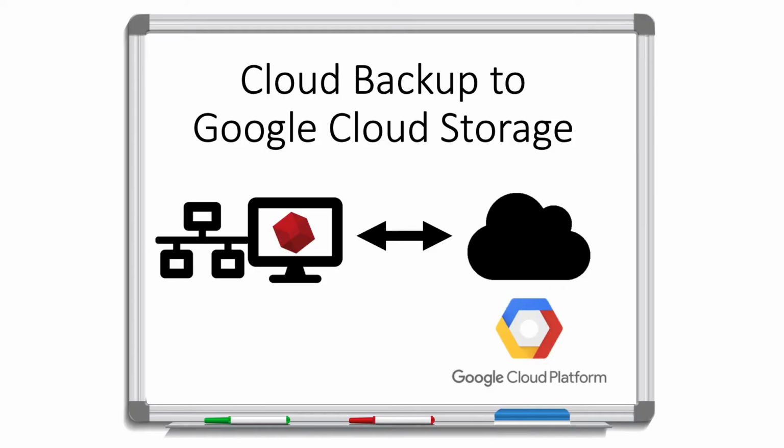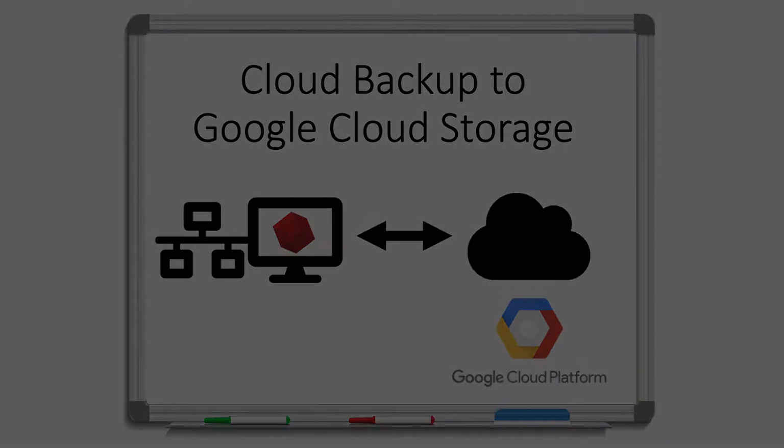Retrospect Backup makes it easy to protect your data off-site in the cloud. Retrospect backs up the data from the computer it's on or from a different computer on the network and uploads that backup to the cloud. Let's walk through how to do a cloud backup to Google Cloud Storage.